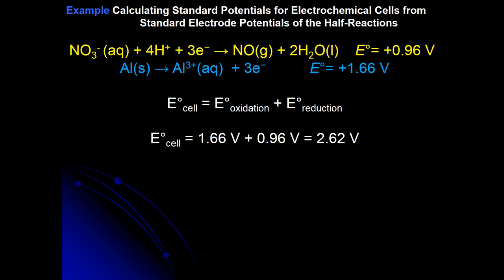The reduction potential for the nitrate was big and positive relative to the reduction potential for the aluminum, which was negative. So the aluminum reaction gets run as an oxidation reaction, which changes the E reduction to an E oxidation, a positive value of 1.66. We then add those two values together and we get our E cell. So we're going to get out 2.62 volts. Not bad for a day's work.